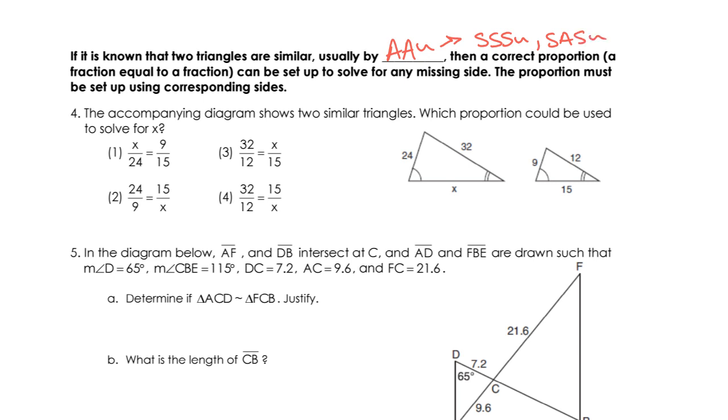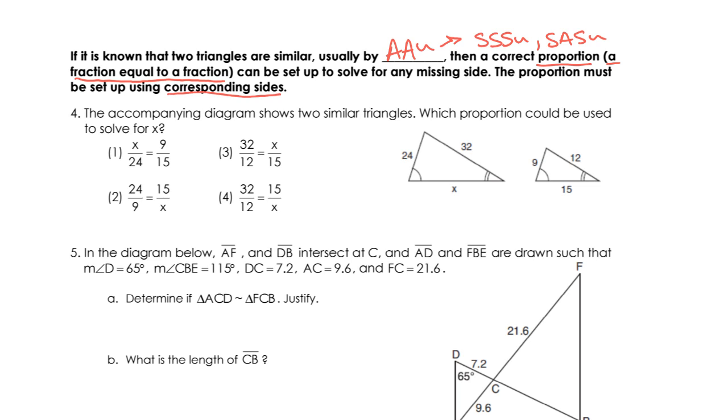Okay, then a correct proportion. And remember that a proportion is just a fraction equal to a fraction, can be set up to solve for any missing side. The proportion must be set up using corresponding sides. So however you set up the first fraction has to be how you set up the second fraction.